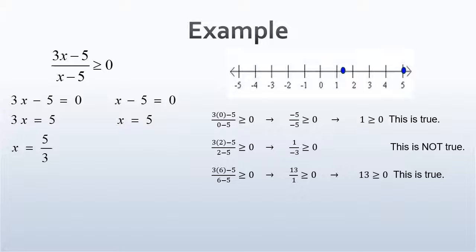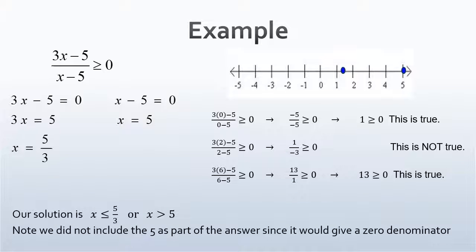Now, here's where we need to be careful. It looks like our answer is going to be x is less than or equal to 5/3, or x is greater than or equal to 5. However, we don't want x equal to 5, or we will have a 0 denominator. So our solution is x is less than or equal to 5/3, or x is greater than 5. We need to leave the equality off of that because we do not want a 0 denominator.